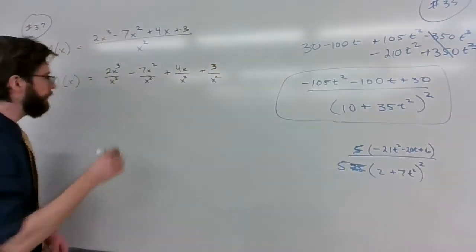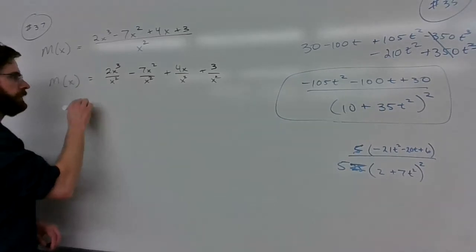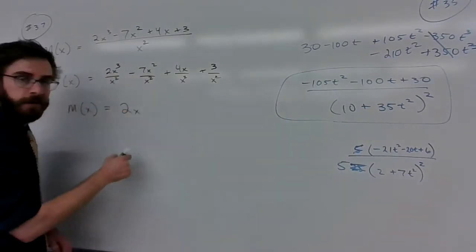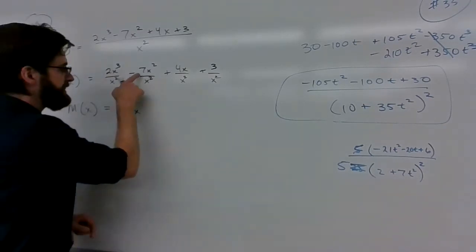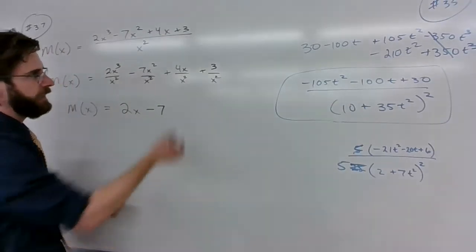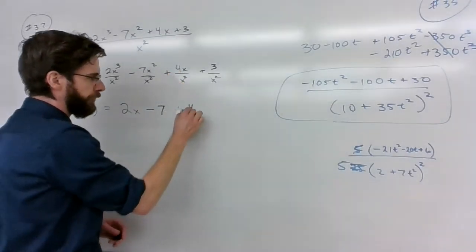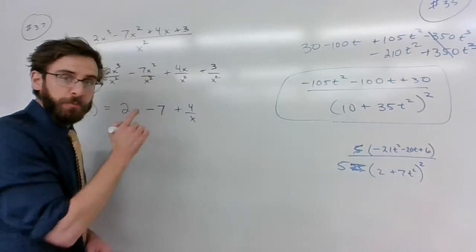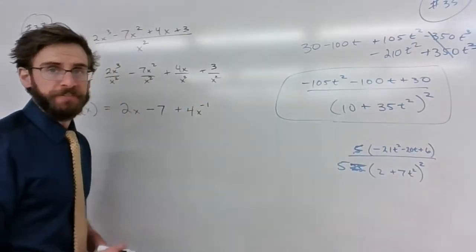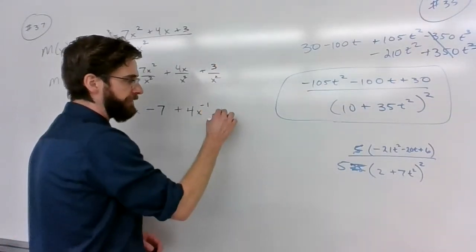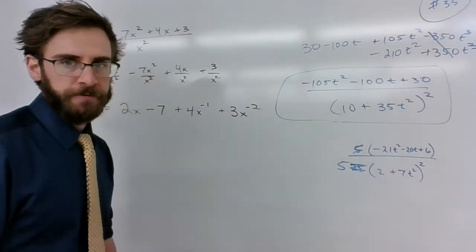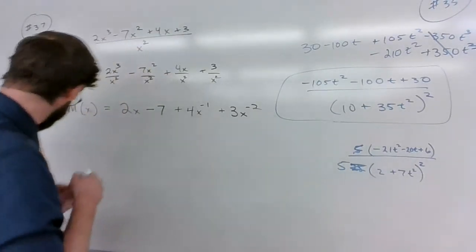Why is this helpful? Well, because 2x cubed over x squared is just 2x. That's a simple derivative. 7x squared over x squared is just 7. That's a simple derivative. 4x over x squared is 4 over x. If I rewrote that as 4x to the negative 1, that's a simple derivative. And then 3 over x squared, if I rewrote that as 3x to the negative 2, that's also a simple derivative. So let's take that simple derivative.